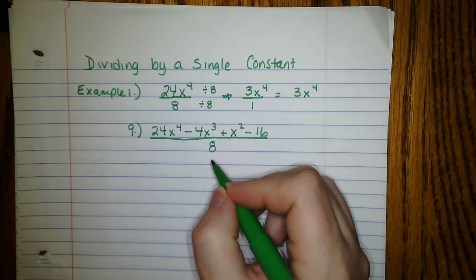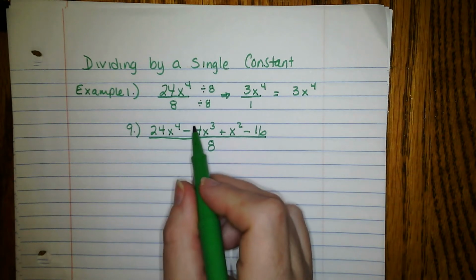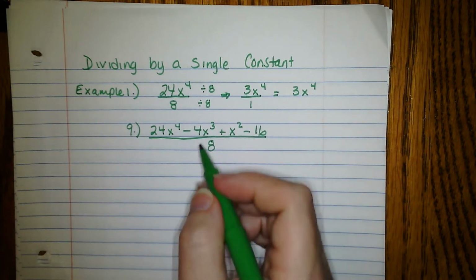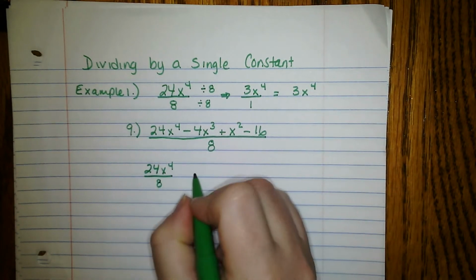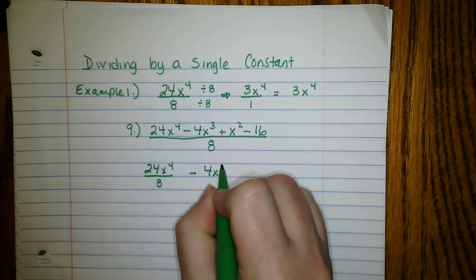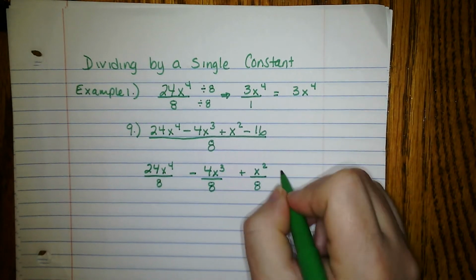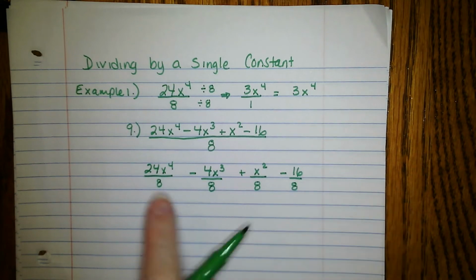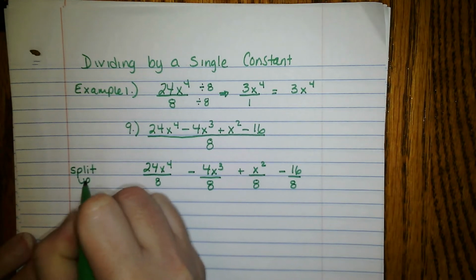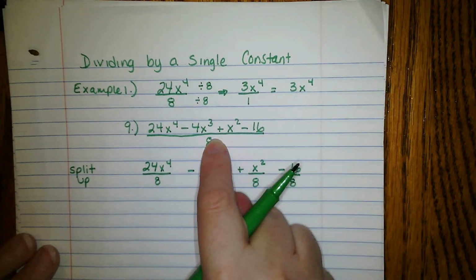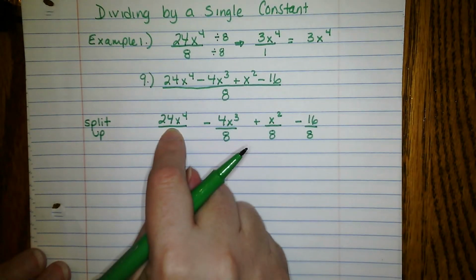So basically what you're going to do for this is break these up into little pieces. Each term in the top is going to be put over 8. So this would look like 24x to the 4th over 8, minus 4x to the 3rd over 8, plus x squared over 8, minus 16 over 8. So basically just split them up. When you have a polynomial divided by a single constant, that's what you would do. You would split them up. Now you can actually go ahead and do your division.